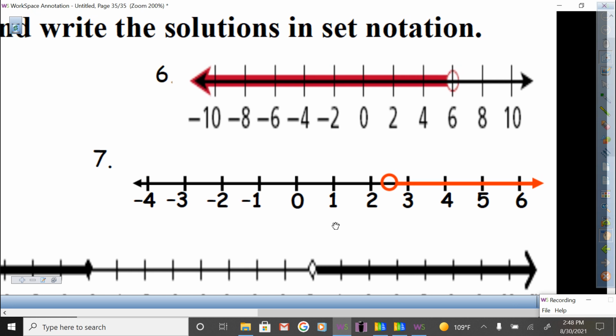Here goes number 6. For number 6, I want you to circle right here where 6 is at, positive 6. It's an open circle or open point. And then you're going to shade everything to the left of positive 6. There it is. Number 7. It's an open point between 2 and 3. You guys see that? Yes. And then you're going to shade everything to the right of that point.